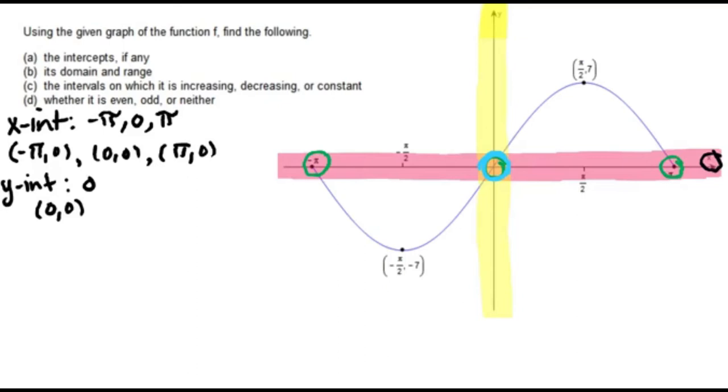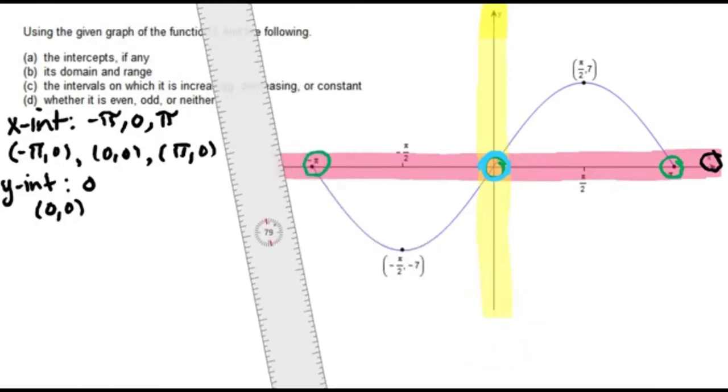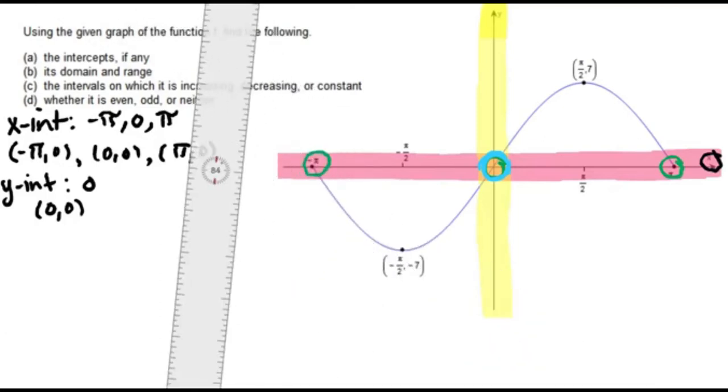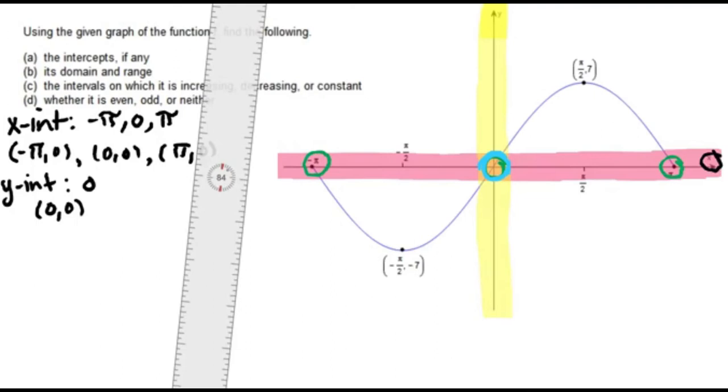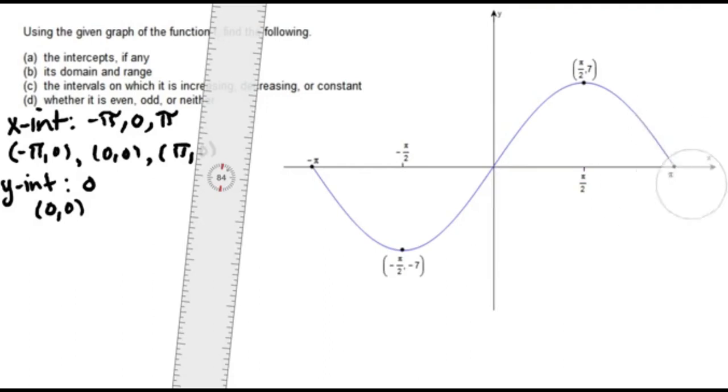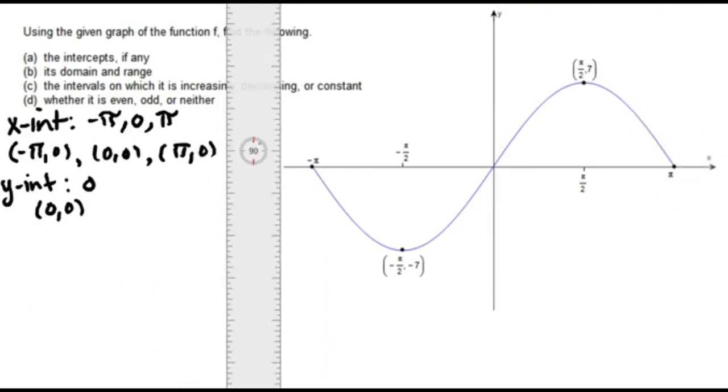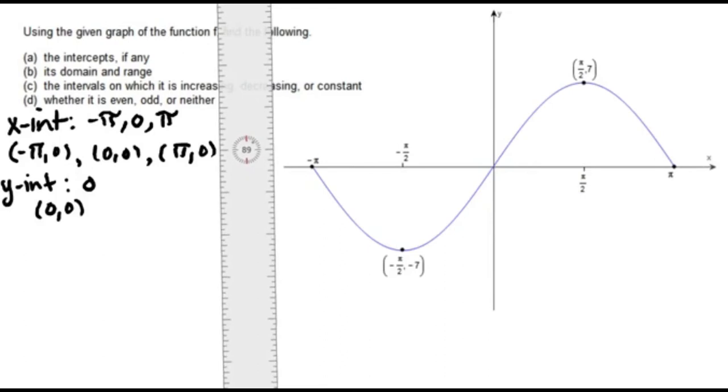So let's move on to finding the domain and range. Now the domain is defined to be the set of all x's. So what I'm going to do is use my ruler, and I like to hold the ruler vertically. Maybe before we do this, I'm going to erase all these markings. Okay, so with my ruler, I'm holding it vertically to find the domain.